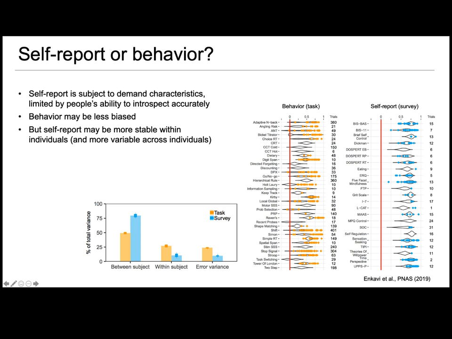So we want to see more between subject variability, that's the blue bar here with the survey, so that's higher between subject variance and actually lower within subject variance. So, the takeaway here is it's complicated. I think ideally assessing traits and characteristics with a battery of instruments rather than a single one is going to be really important.